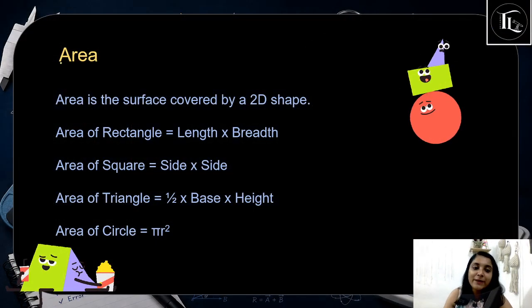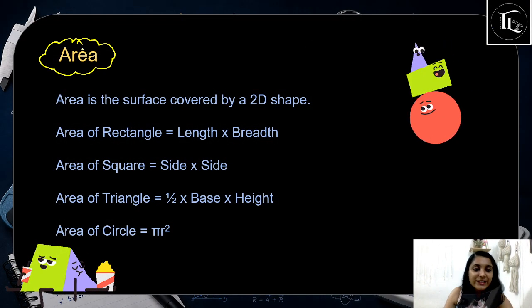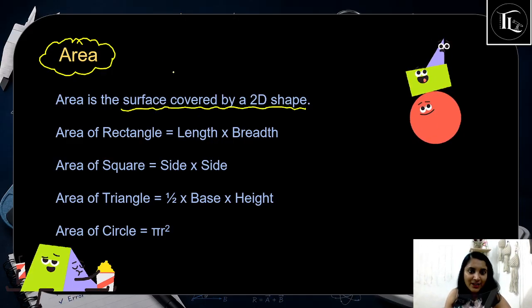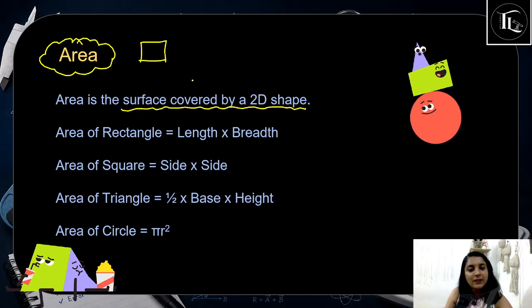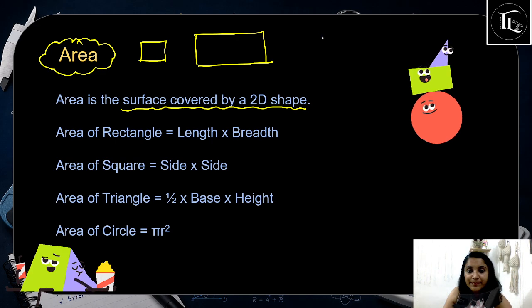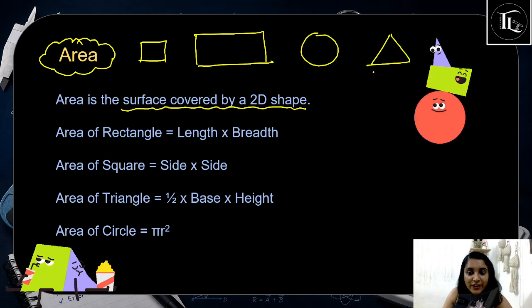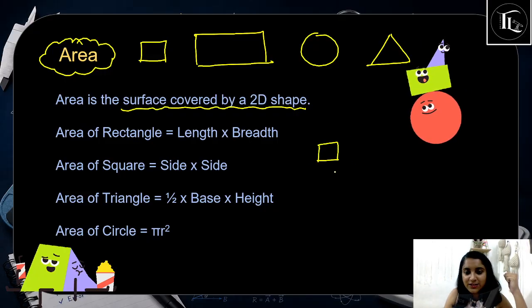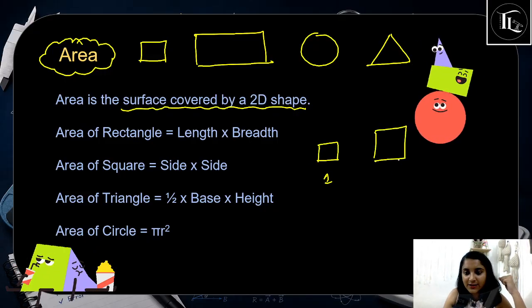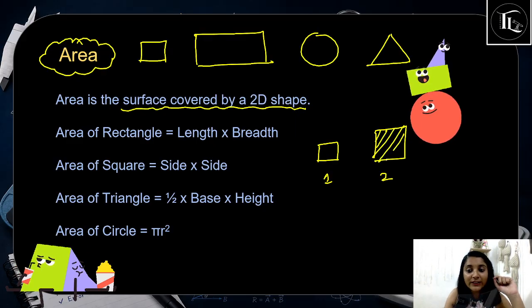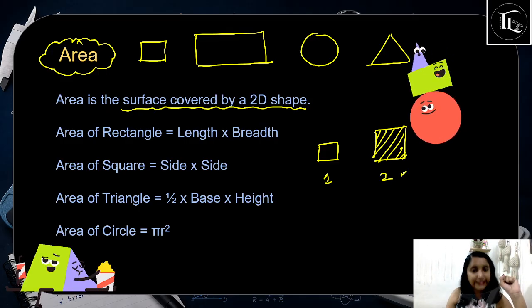So here is our first topic, that is area. So what is area? Area is the surface covered by any 2D shape. For example, a square, a rectangle, a circle or triangle. So how much surface is covered? If I say this is the first and this is the second figure, out of 1 and 2, now you know that the second one is covering more surface. That means the second has more area.